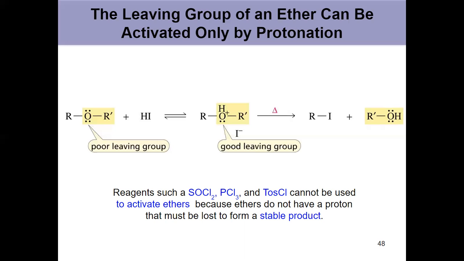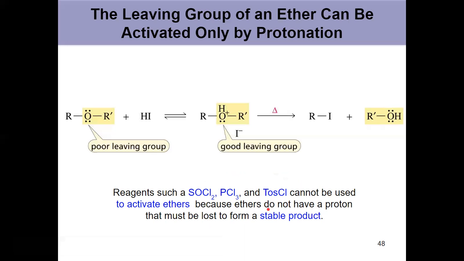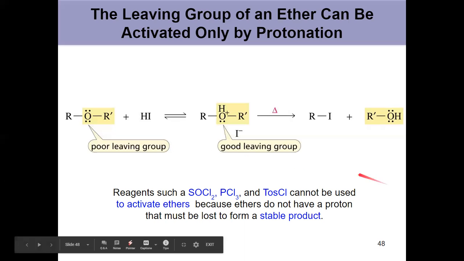But what I was alluding to before: because of the lack of a proton, ethers don't have that proton on the end like alcohols do. So all of those other reactions that we learned to use with alcohols, cyanide chloride, PCl3, tosyl chloride, none of those can be used to activate ethers. Those are only for alcohols. So really, it's just this reaction we're going to be thinking about for ethers, activating them by protonation using HI or HCl.